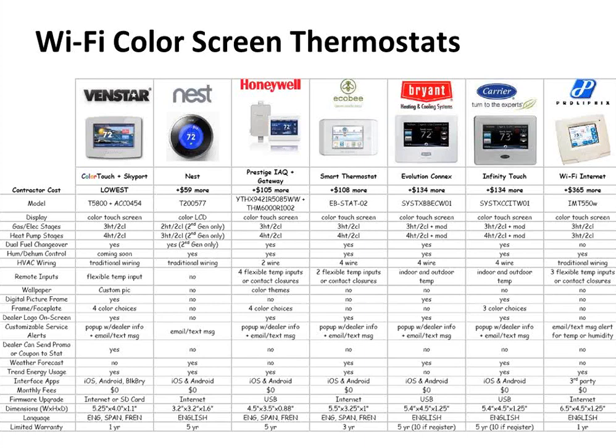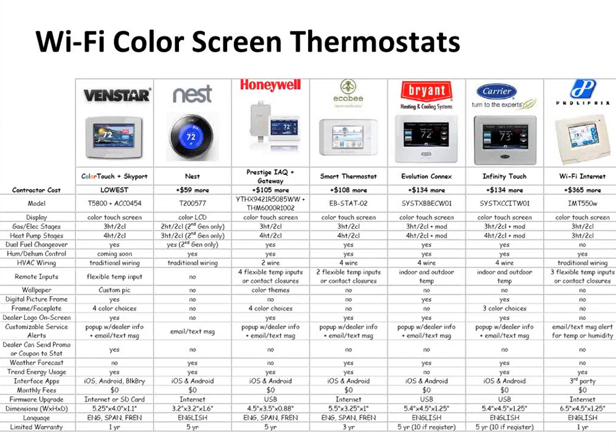The Ecobee is similar to the Honeywell one, except it's just 2 instead of 4 inputs. Prolifics is also similar, but it's 3 inputs. So those 3 are kind of similar, in that you can have temperature or contact closures. The Bryant and Carrier ones can just do indoor temperature and outdoor temperature. So they're more similar to the Ventstar one.